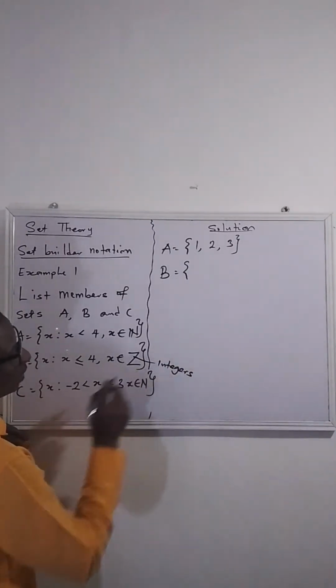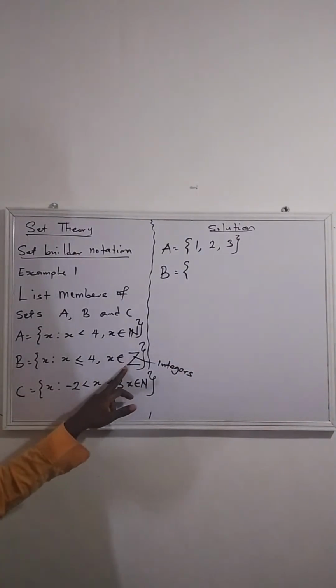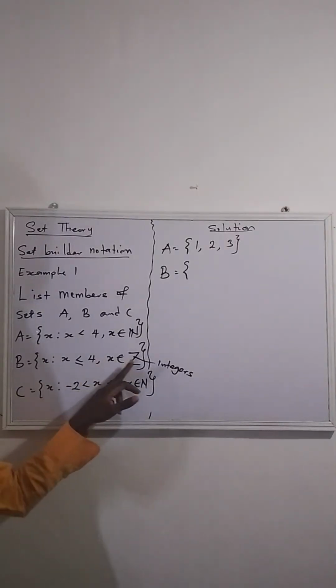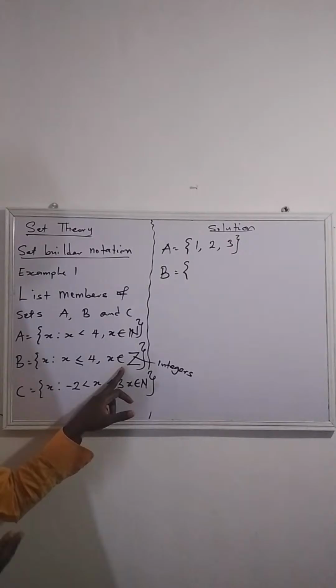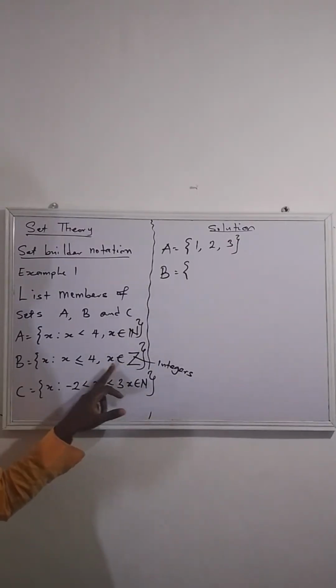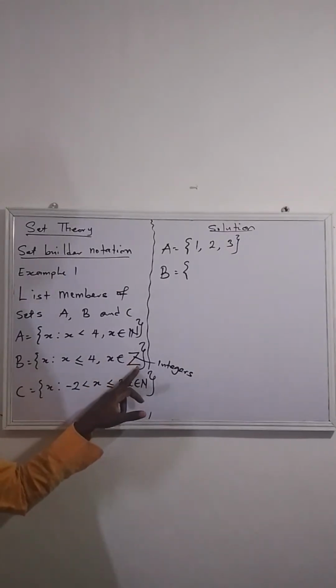So, set of integers. x is a member of the integers. Now you remember the definition of integers. I said integers are whole numbers. So x is an element in the set of integers.